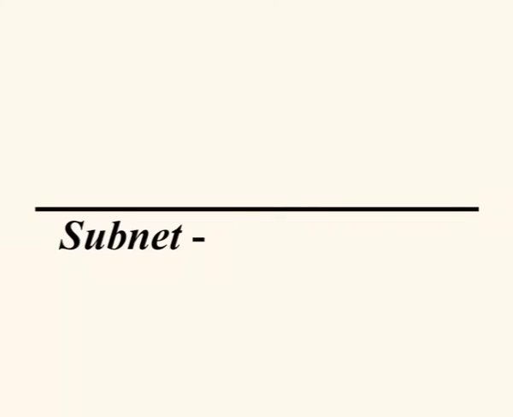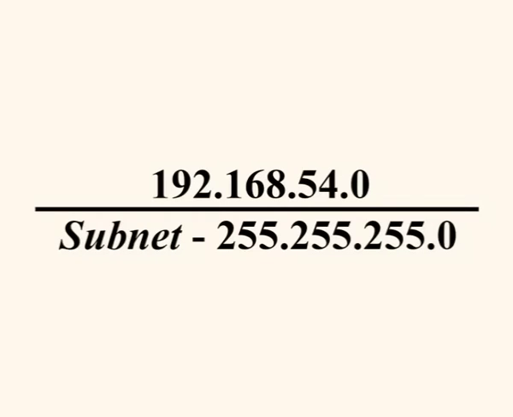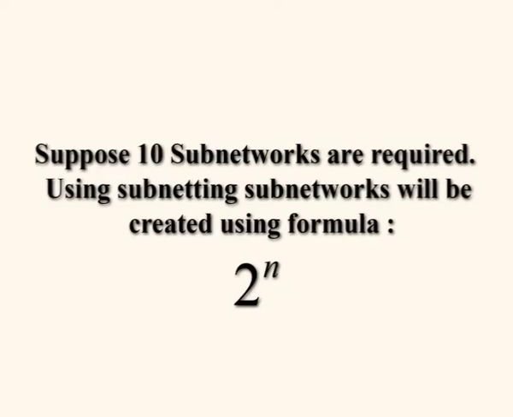Consider the following class C network: 192.168.54.0. The default subnet mask for this network is 255.255.255.0 as shown on the screen. This single network can be segmented or subnetted into multiple networks. For example, assume a minimum number of 10 networks are required. Resolving this is possible using the following magical formula: 2 raised to power n. The exponent n identifies the number of bits to borrow from the host portion of the subnet mask.